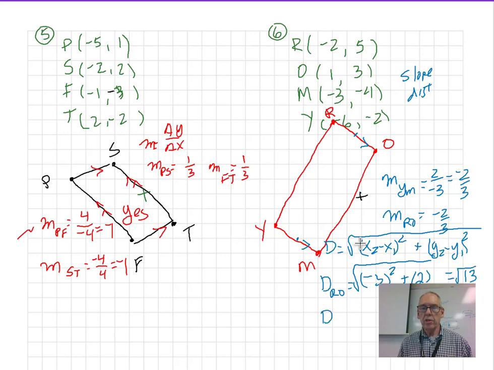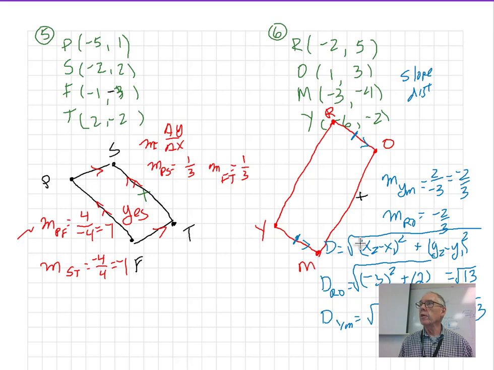Now let's find the distance YM. Do the difference of the x's. Negative 3 take away negative 6 is negative 3 plus 6, which is 3. So we got 3 squared. And negative 4 take away negative 2 is negative 4 plus 2, which is negative 2. So we have negative 2 squared. Negative 2 squared is still going to be positive. This also gives us square root of 13.